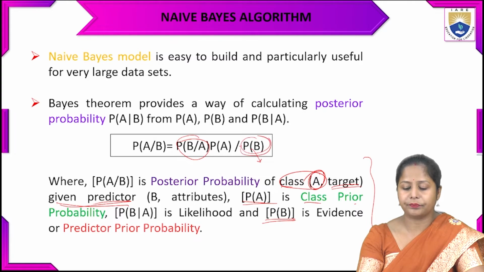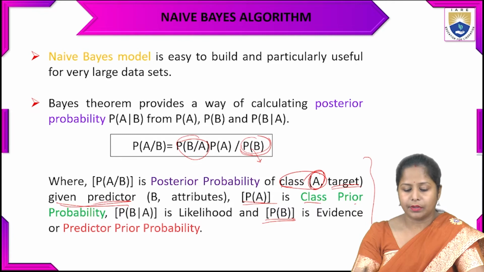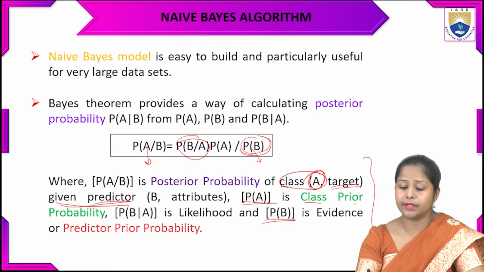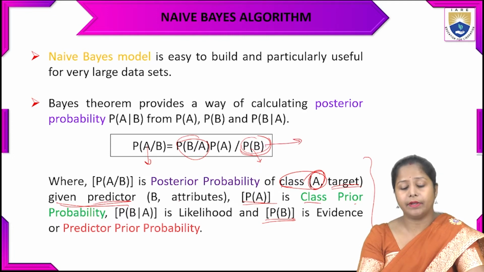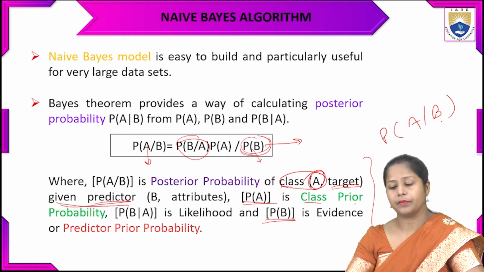Because on the basis of this predictor prior probability, we are going to know about the posterior probability. That is nothing but the evidence; if this evidence is there, then only we will be able to check P of A given B. So B is the evidence.